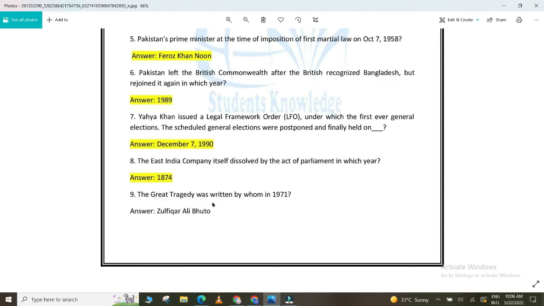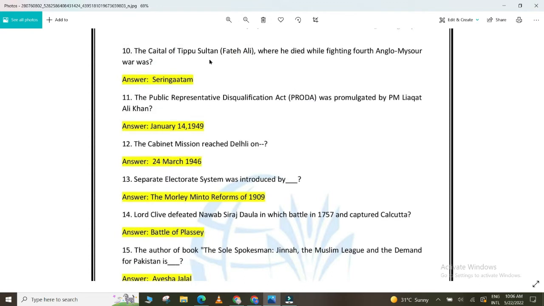The Great Tragedy was written by whom in 1971? Zulfikar Ali Bhutto. The capital of Tipu Sultan, where he died while fighting the Fourth Anglo-Mysore War, was Seringapatam. The Public Representative Disqualification Act was promulgated by Prime Minister Liaquat Ali Khan on 14th January 1949.